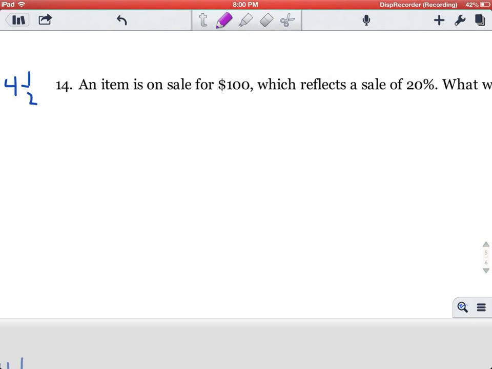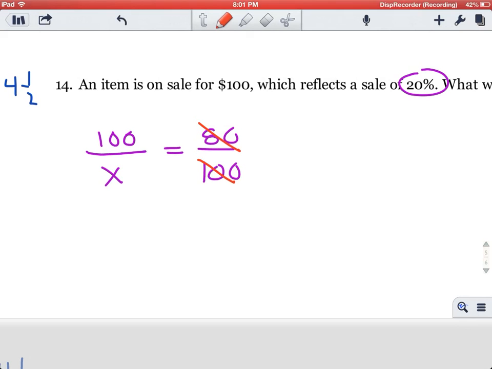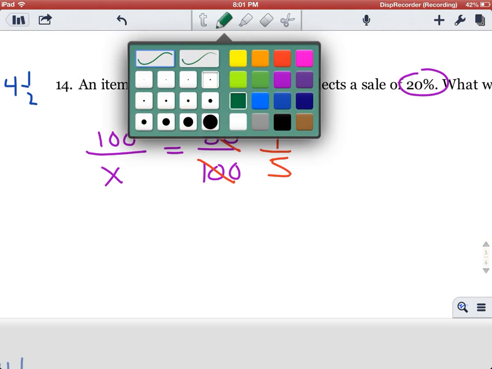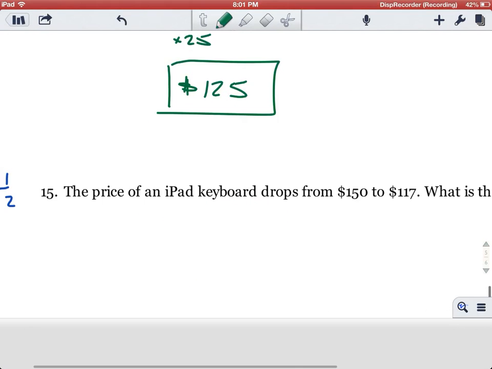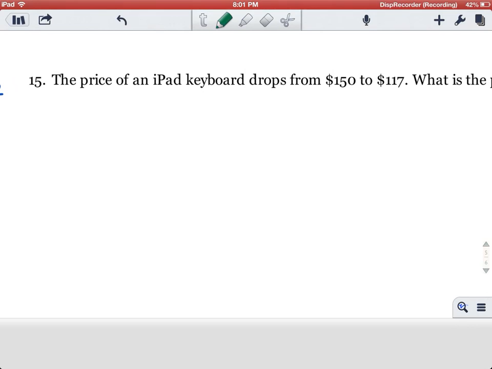On sale for 100, that means 100 is now on the top. We don't know the original price. 20% off, 80% on. Cancel. We can divide both of these by 20. 4/5. And therefore, 125$. And lastly, percent change.